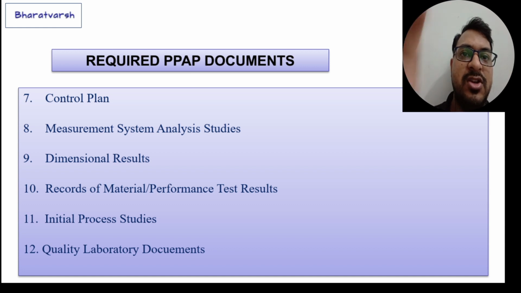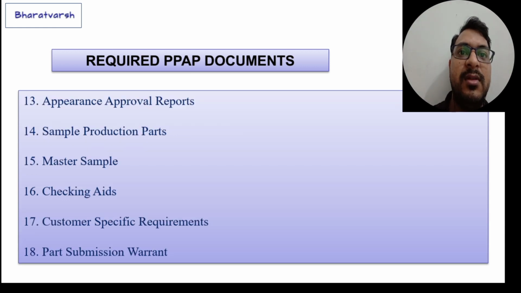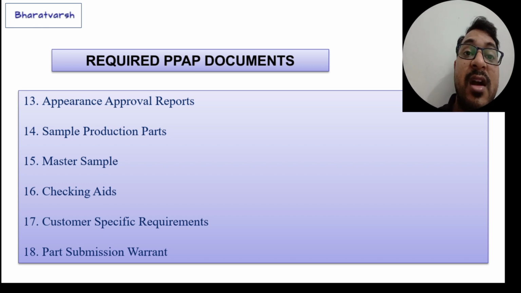Then the 13th one is the appearance approval report. Appearance approval reports are those types of reports which are used to test the appearance of the part, either in the form of grain, color, or surface treatment like plating.